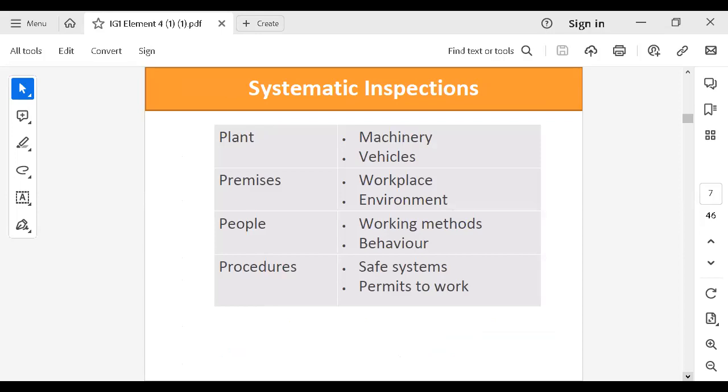During systematic inspection, we will check the plant, meaning the machinery and vehicles, the premises, and the workplace environment. Then people: working methods and behaviors of people, which we will check during the work. Procedures, safe systems of work, and permit to work systems. We will check these.